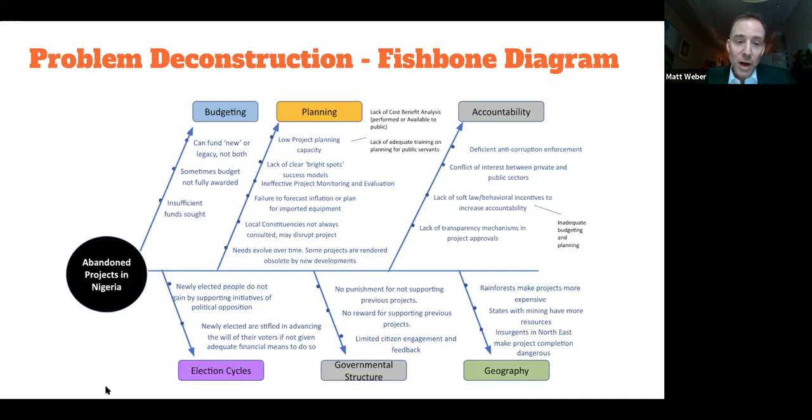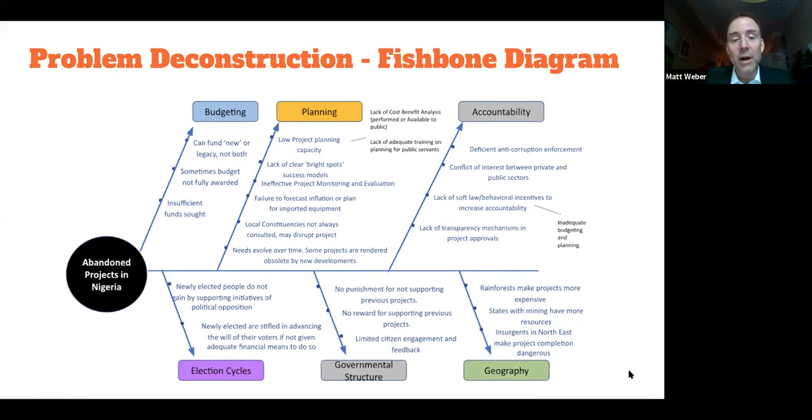Election cycles seem to also be at issue. As we said earlier, newly elected people don't gain support by continuing to support initiatives of their political opposition who they've just ousted. The governmental structure is also at issue. There is not a lot of reward for supporting previous projects. There's limited citizen engagement and feedback. There's no punishments for not supporting previous projects.